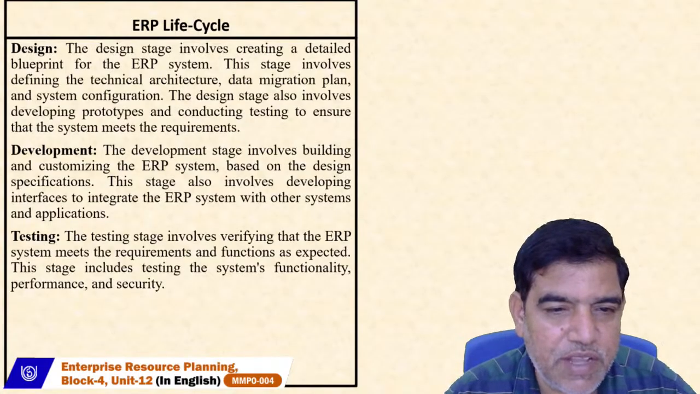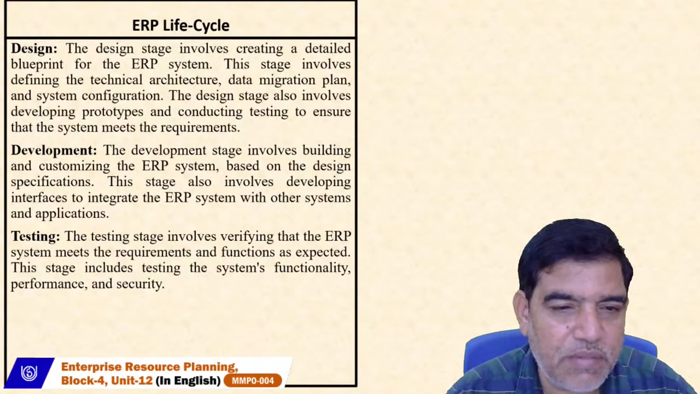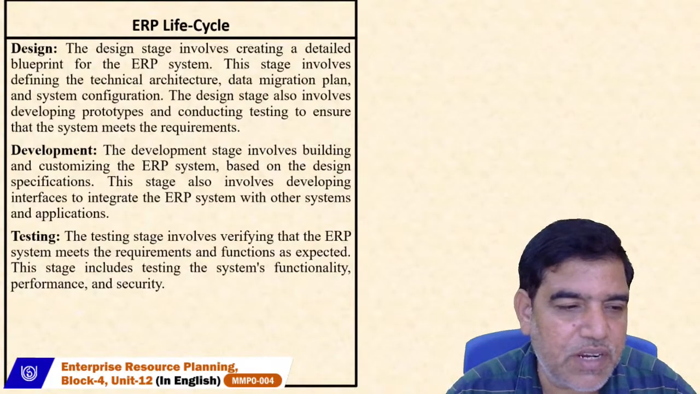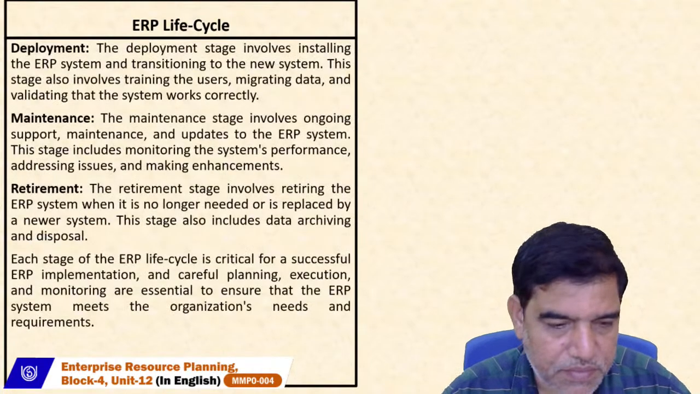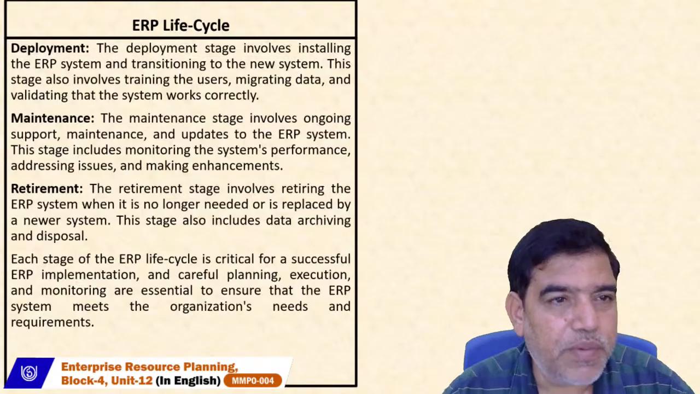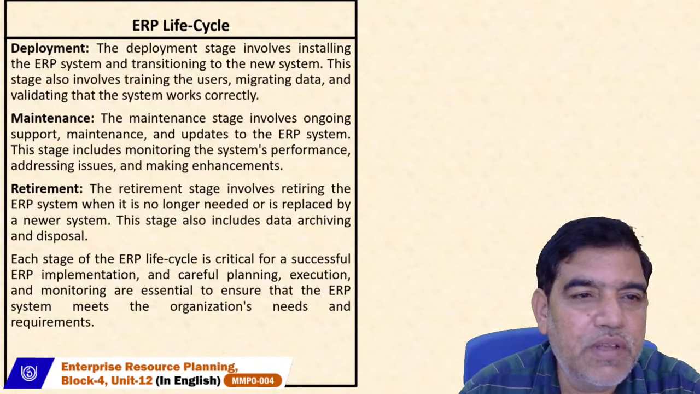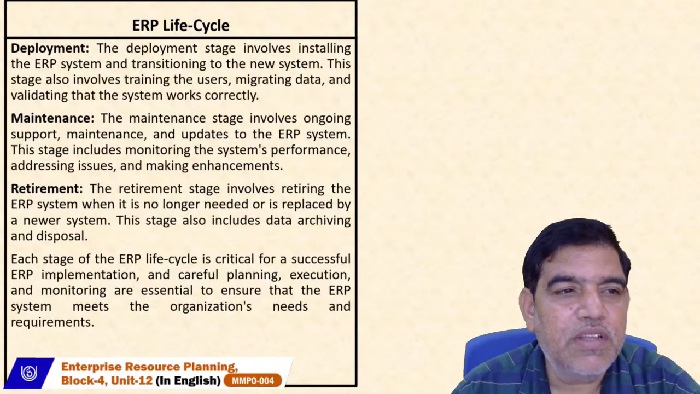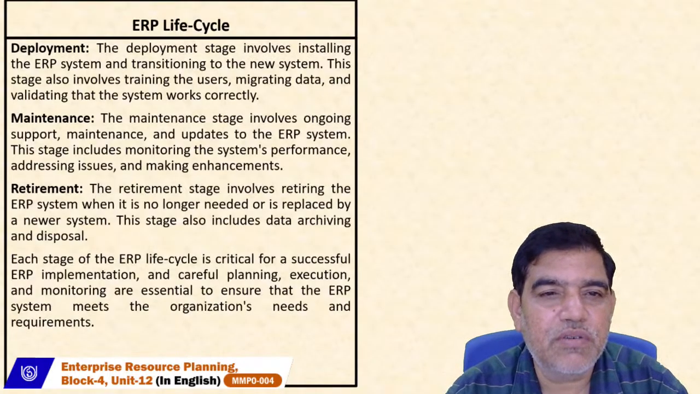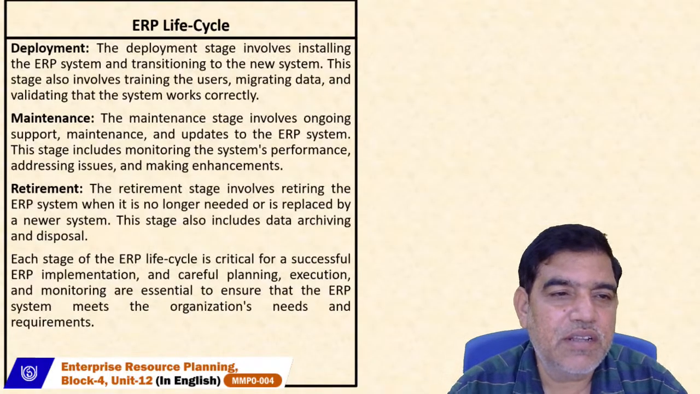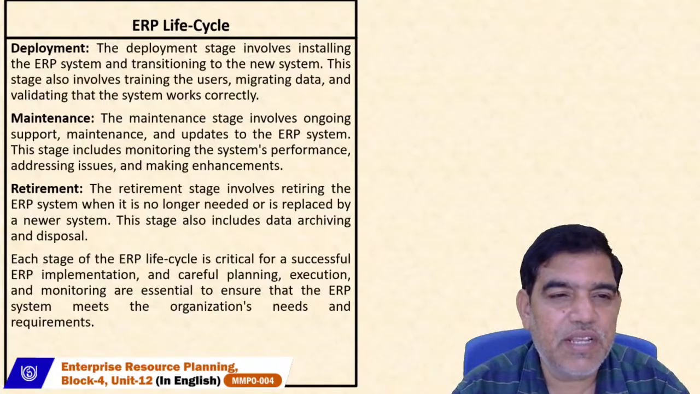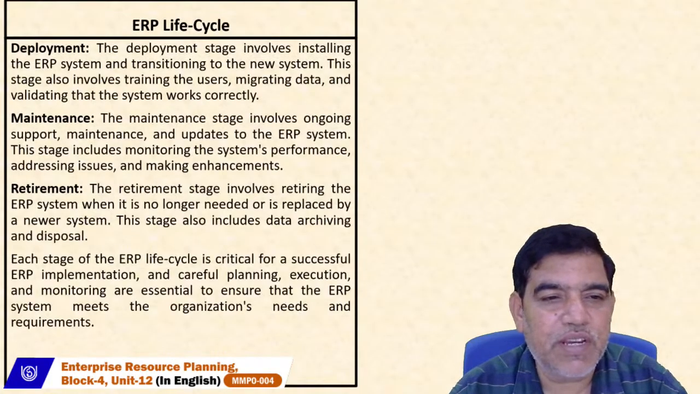Then testing. The testing stage involves verifying that the ERP system meets the requirements and functions as expected. This stage includes testing the system functionality, performance, and security. Then deployment, meaning implementation. The deployment stage involves installing the ERP system and transitioning to the new system. This stage also involves training the users, migrating data, and validating that the system works correctly. Maintenance. After implementation, maintenance is required. The maintenance stage involves ongoing support, maintenance, and updating the ERP system from time to time.